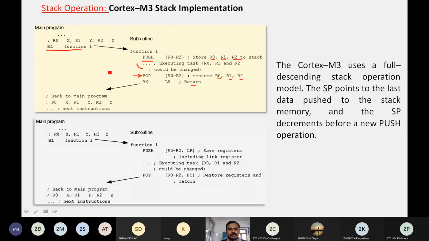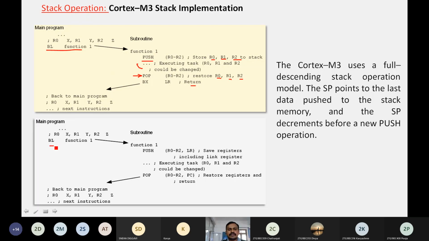So another example we may observe, here it is. Not only the descending stack operation model, we may go for the R0 to R2 will be used if we want to add some more registers to be pushed or popped. Then we are going to use this type of instruction also.